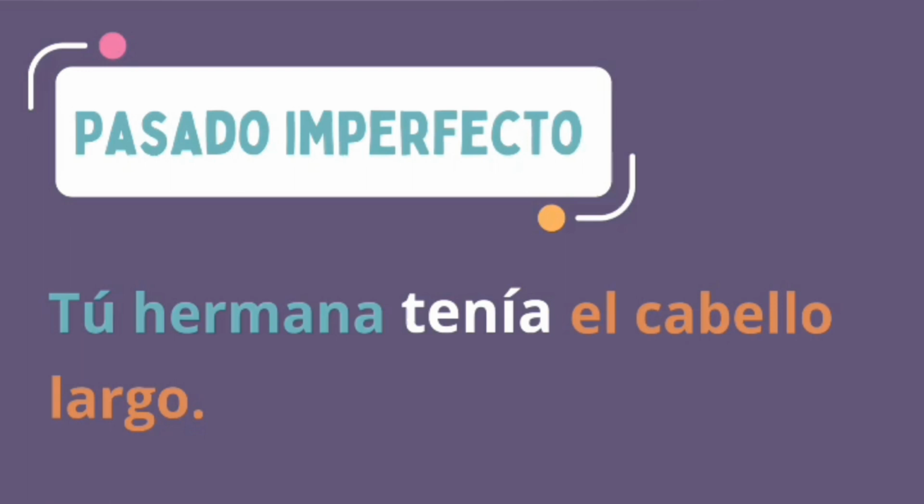Okay, here we have this sentence. Your sister had long hair. You are describing how the sister was in the past. Okay, if you are describing that, then you gotta use the imperfect past. Tenía. Tu hermana, your sister had, tenía long hair, el cabello largo. Okay, if you're describing how someone was in the past, then you gotta use the imperfect past, okay? Tu hermana tenía el cabello largo.